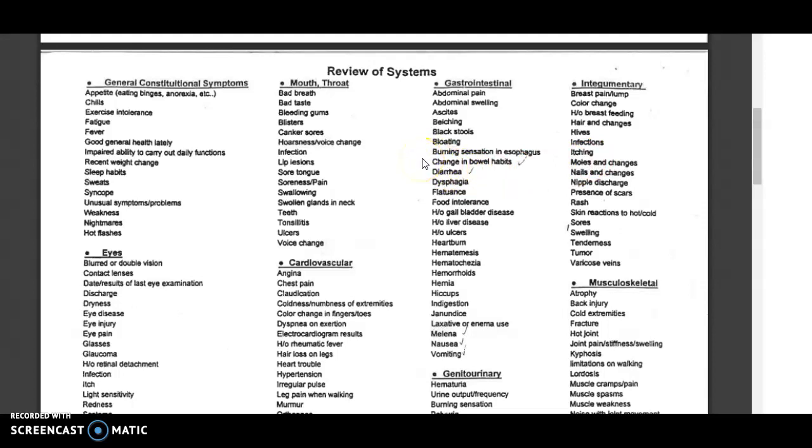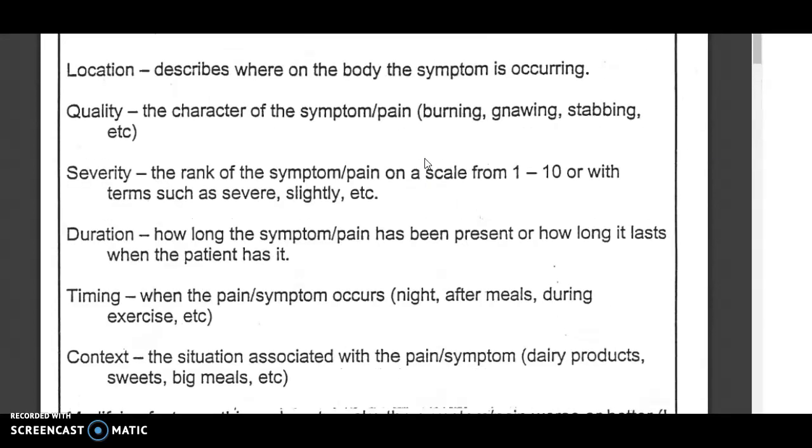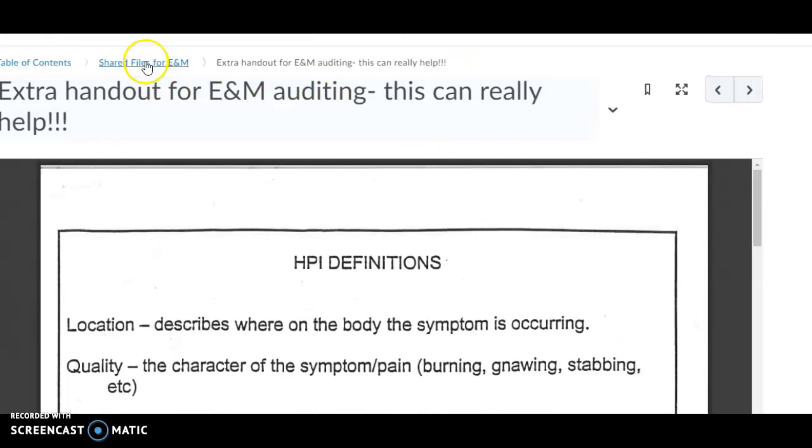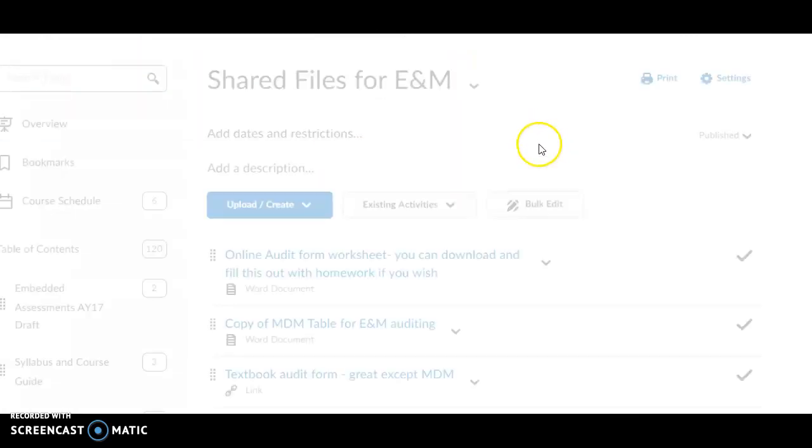And as I've stated, review of systems and the history of present illness can all be in the same area, but you can't double up. That means if I'm using an area of the report for history of present illness, I cannot also use it for review of systems. So on that note, let's go back to shared files for E&M.